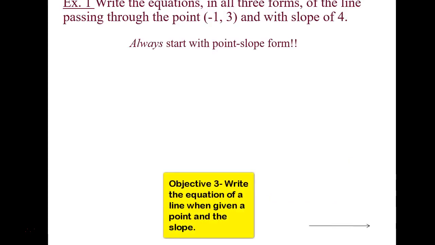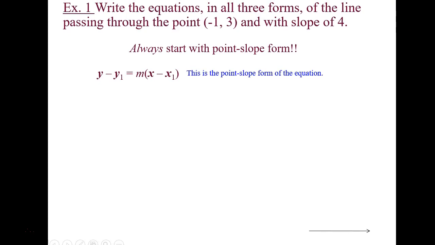So let's do some examples. This question says, write the equation in all 3 forms. They want us to practice all 3 of those forms for the line passing through the point (-1, 3) and with a slope of 4. So this time they've given us the slope and a point on the line. I recommend always starting with point-slope form, because you can use any point on the line. It doesn't have to be the y-intercept.